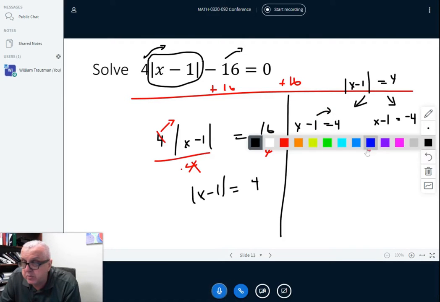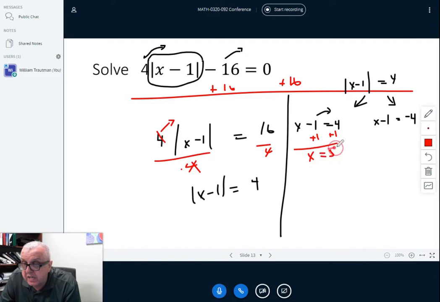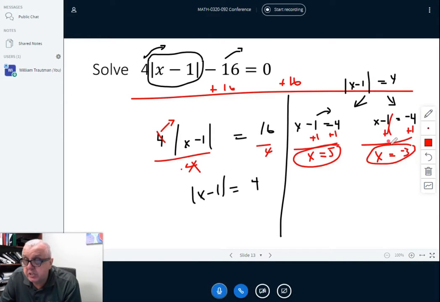We add 1 to both sides, and x equals 5. We add 1 to both sides, and negative 4 plus 1 is a negative 3. And we can check those answers.